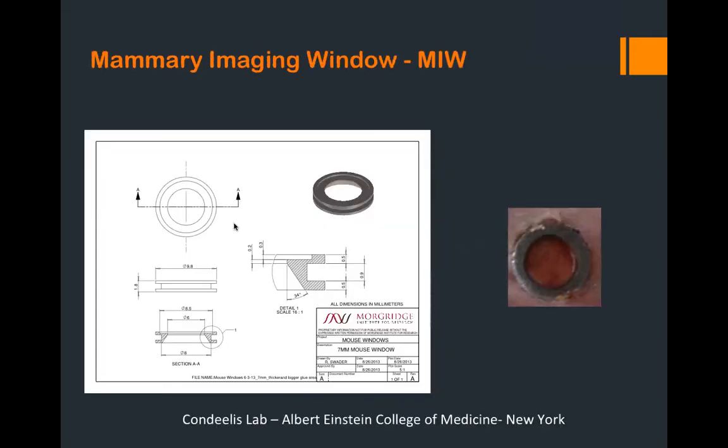And so with our collaborators at Albert Einstein College of Medicine in New York, the Candelas lab, we developed something called a mammary imaging window. That's essentially a contact lens that we can surgically implant over a developing tumor mass in a live animal model. What this does is it holds a cover slip right over the developing tumor itself, which allows us to then optically penetrate into the tumor environment.